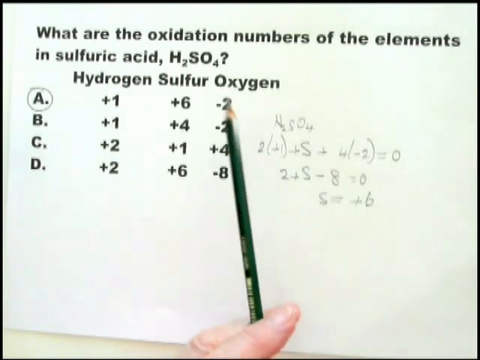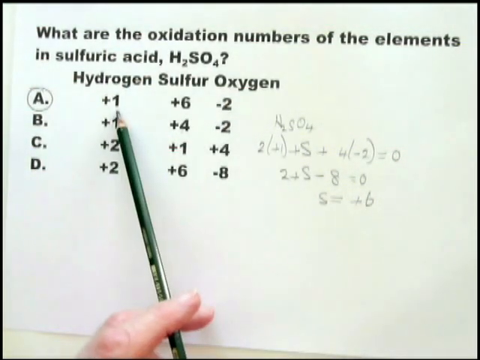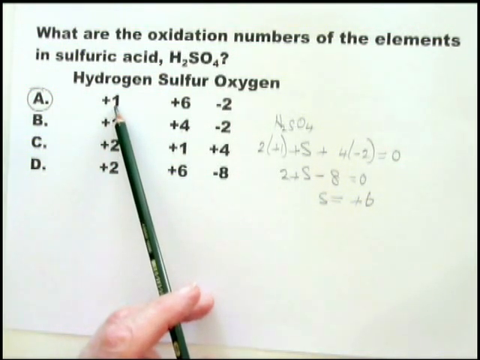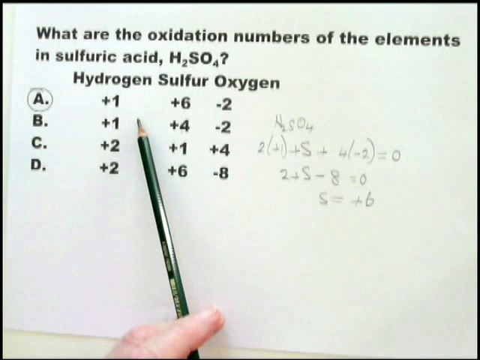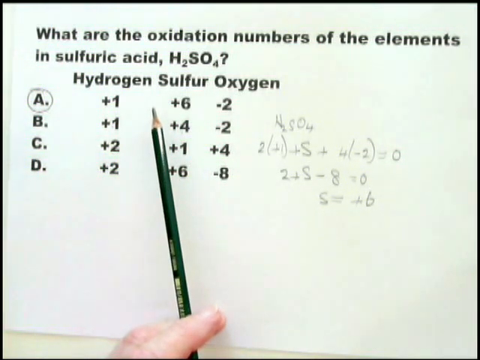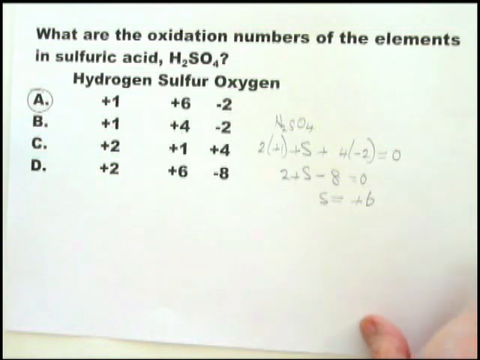Oxygen always has an oxidation number of minus 2. Hydrogen always has an oxidation number of plus 1. And elements in their elemental state have an oxidation number of 0. As I mentioned before, the chloride ion, the bromide ion, and the iodide ion have an oxidation number of minus 1. Just remember those.